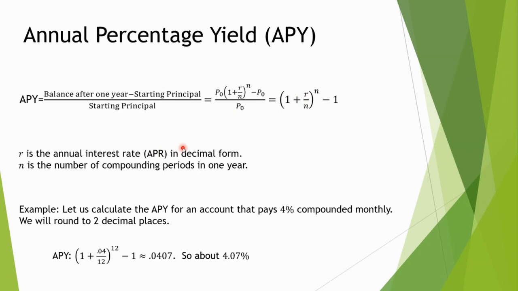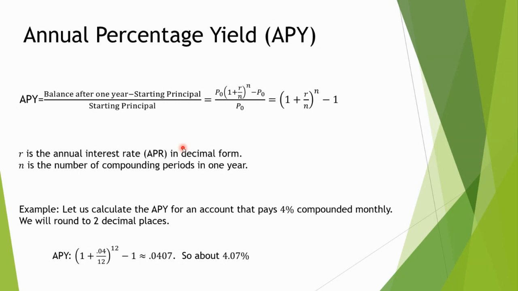So it's kind of interesting that the APY doesn't actually depend on the principal. I thought that was cool. Here's an example. Let us calculate the APY for an account that pays 4% compounded monthly, and we want to round this to 2 decimal places.